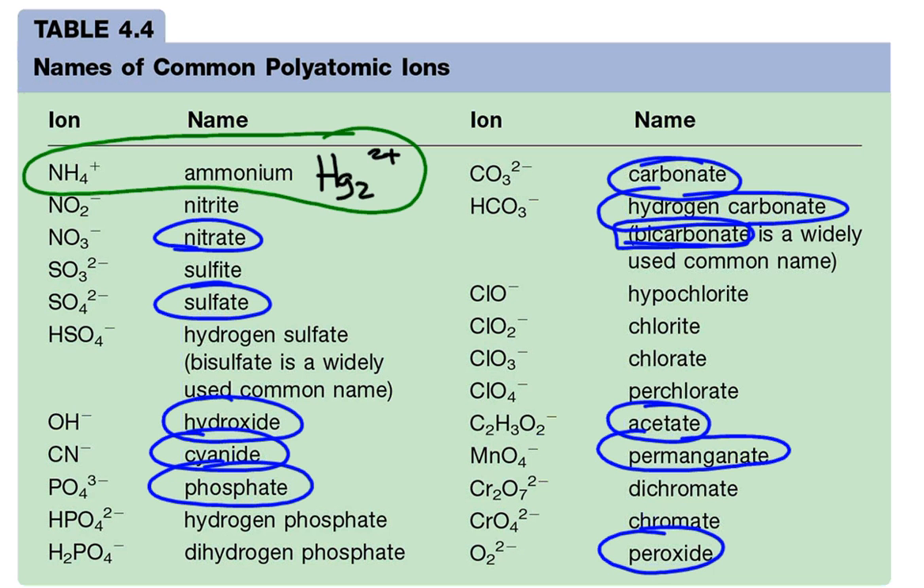But you'll have access to this table for your worksheets, but you will not have access to your table for your test. So a grand total of 12 polyatomic ions you need to know. There's 10 anions, and of course these 2 cations. Make sure you know those.